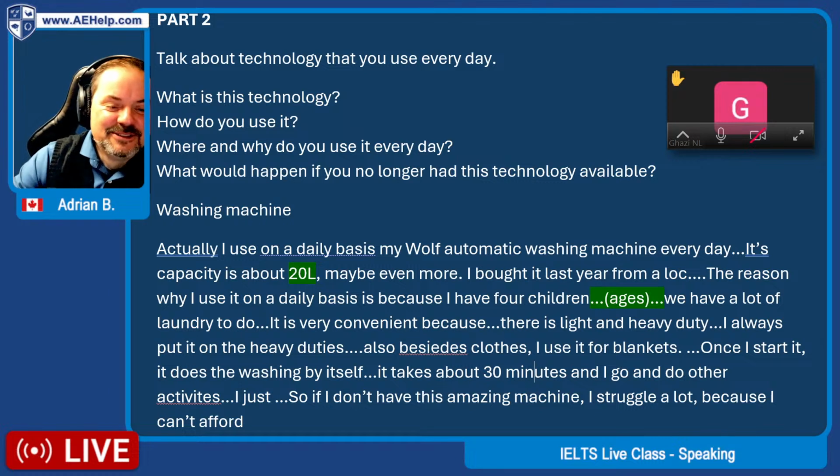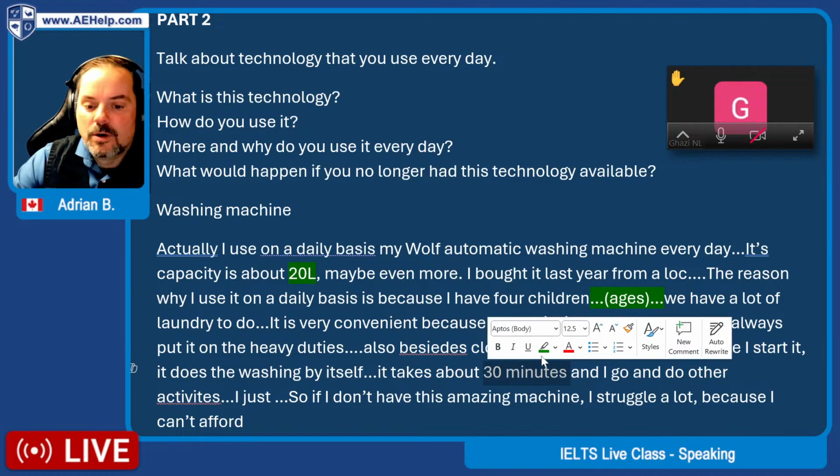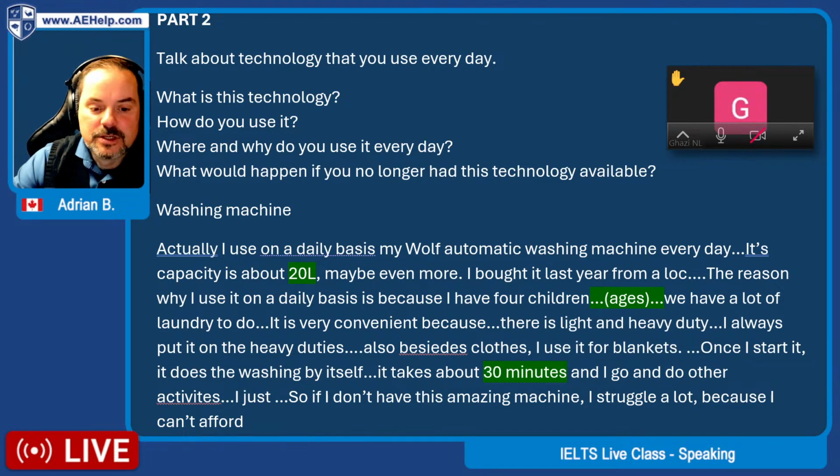My dad confuses mine as well. So, but overall, just really good. You said it takes about 30 minutes, so that quantification, those numbers were really good. You said, so if I don't have this amazing machine, I struggle a lot.